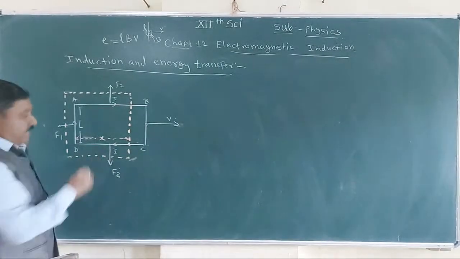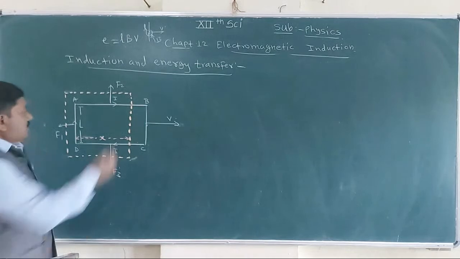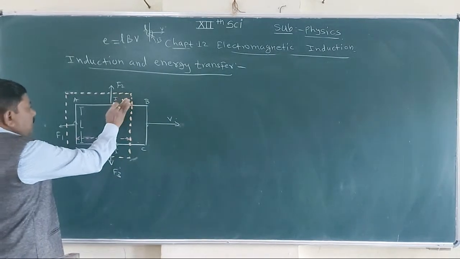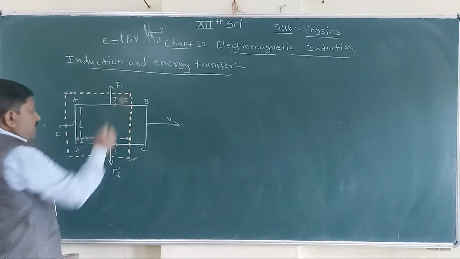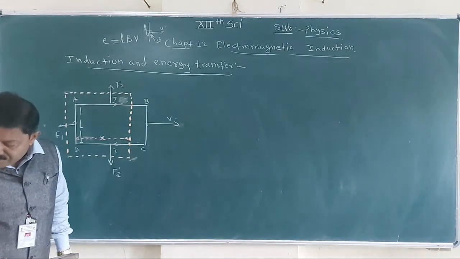So this is the magnetic field. We say that this is the magnetic field. It is denoted by plus signs, or different signs like this.